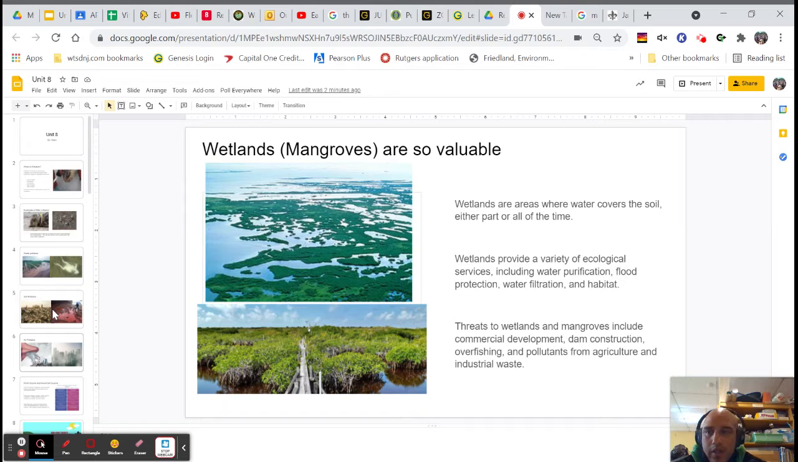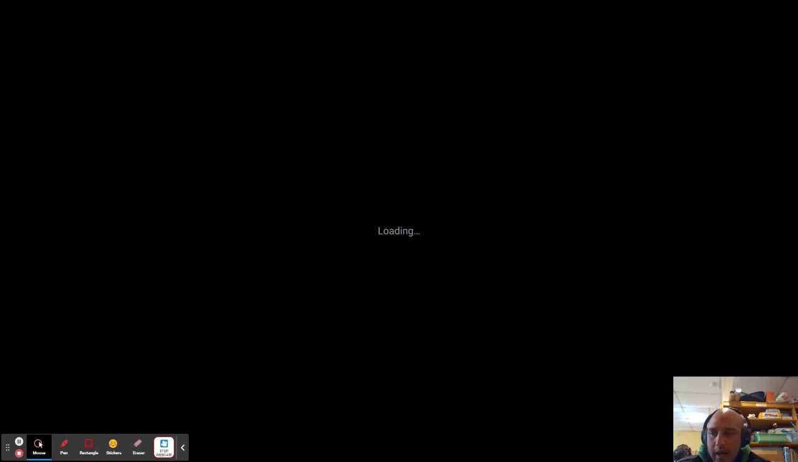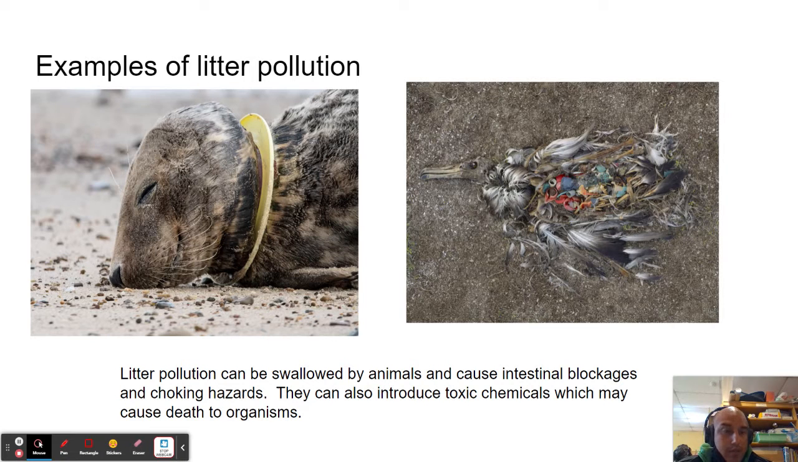We are covering day 3 of Unit 8, and I want to bounce up to this. We've seen this picture before, but I added a learning objective from the CED. This is an example of litter pollution. Litter pollution can cause blockages, intestinal blockages. Not that I like that, but I like those words that can be used in, let's say, a free response question. Okay, they cause choking hazards. They can introduce toxic chemicals which may lead to death. And these are, of course, sad pictures.